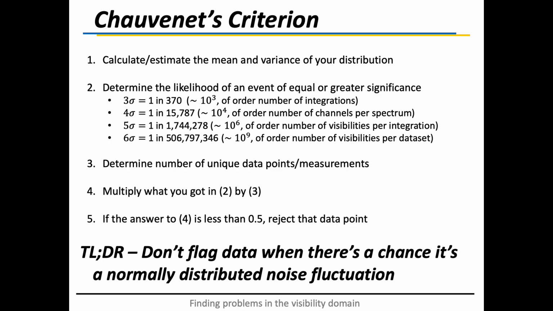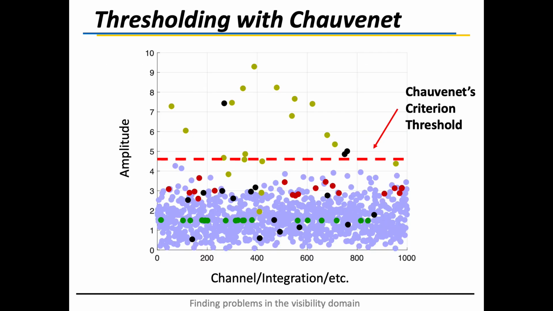If it's more than one half, so if the odds are that there is at least one data point like that in your data set that would arise from a purely noise-like fluctuation, then you shouldn't throw it away. The long and short of it is, if there's a chance that your outlier is because of a normal fluctuation in noise, you don't want to throw it away. So in this case, looking back at our plot earlier, Chauvenet's criterion would say you really want to make the amplitude threshold about 4.5 instead of something lower.